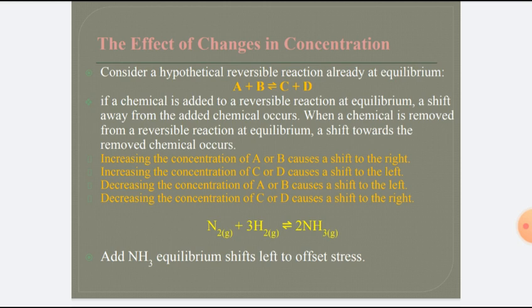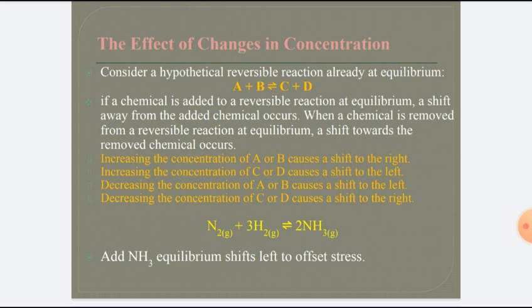It means equilibrium राइट में शिफ्ट होगा अगर हम A और B की सांद्रता बढ़ा देते हैं. Increasing the concentration of C and D causes a shift to the left. Decreasing the concentration of A and B causes a shift to left, and decreasing the concentration of C or D causes a shift to the right.